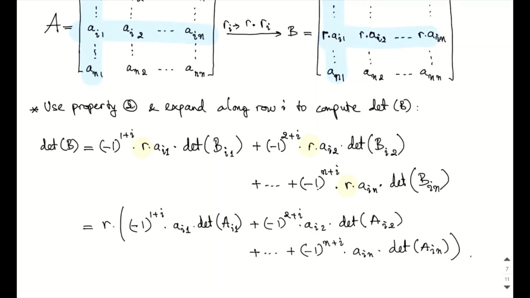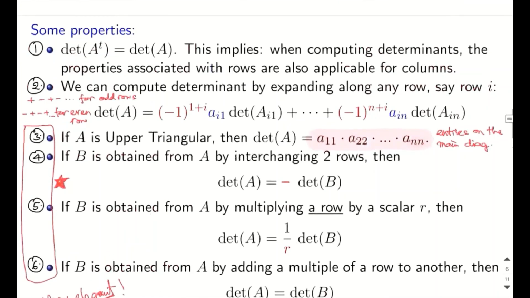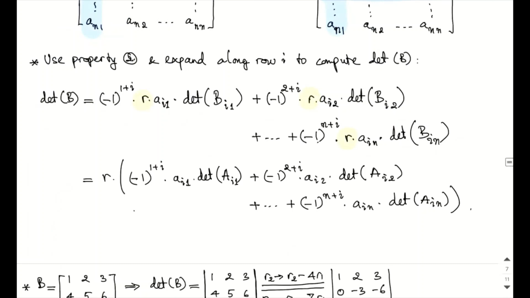All right, so now look, what you have here is exactly the right-hand side right here. If you compare them, they are exactly the same. And so what you have over there below is going to be exactly the determinant of A. So this is going to be exactly the determinant of A, and this is equals to R times that.